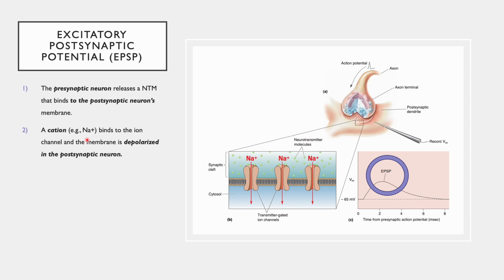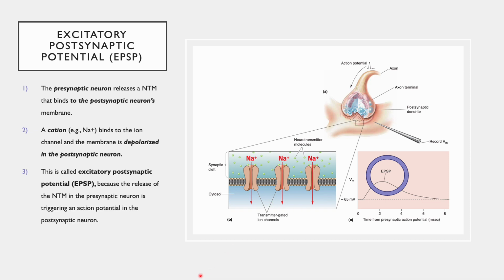A cation, like sodium, is going to bind to the ion channel, and the membrane will thus become depolarized in the postsynaptic neuron. Because sodium channels are going to open up and allow extracellular sodium to enter into the cytosol of the postsynaptic neuron, this is going to generate electricity. And this is called an excitatory postsynaptic potential, because the release of the neurotransmitter glutamate from the presynaptic neuron is triggering an action potential in the postsynaptic neuron.